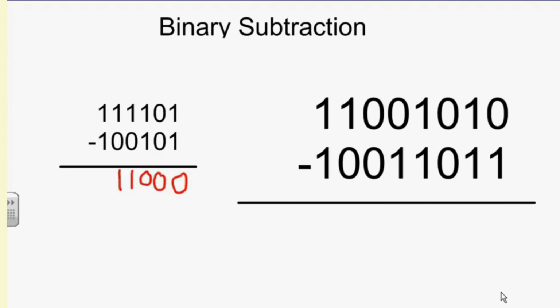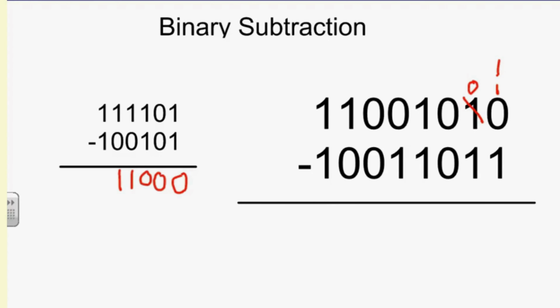If we take a look at our second example here, this one's going to be a little bit tricky because we're going to have to borrow, and borrowing is not too bad. It's similar, like I said, to normal decimal subtraction. The first place we start is the rightmost side, always, just like regular subtraction. So I have 0 minus 1, and for this, I have to borrow. So for me to borrow, I have to cross this one out and make it a 0. But when I bring over that one into the column to the right of it, it becomes 2 ones.